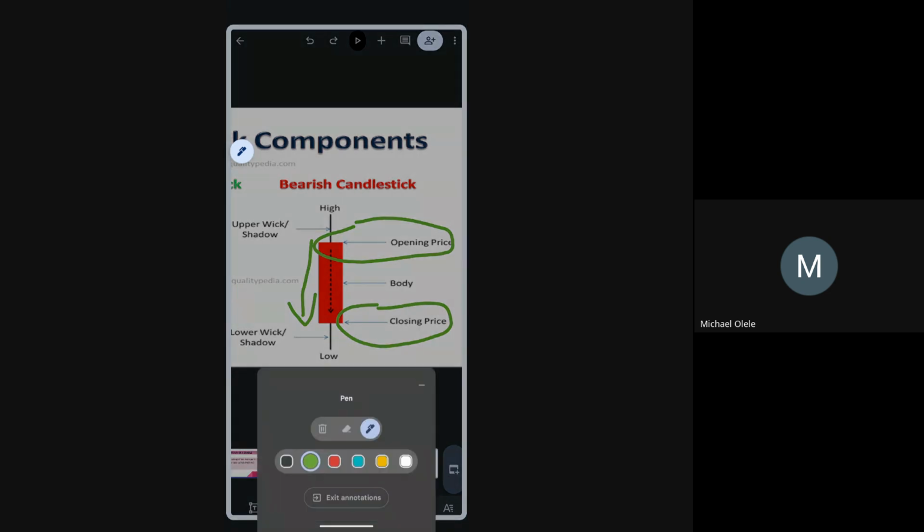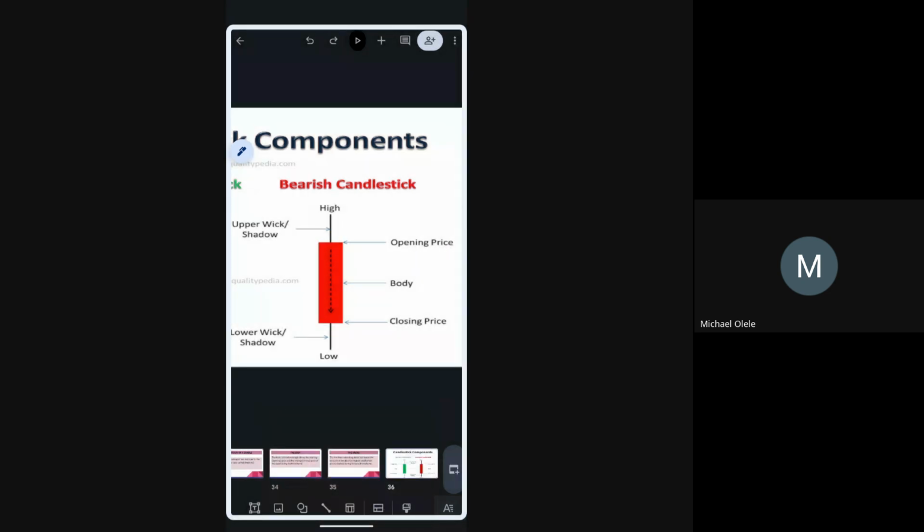And just like I pointed out already, a bearish candle also has its wicks or shadows right here. This is the lower wick, and it has the upper wick, or the high wick, or the upper shadow. It also has its body, as you can see, this rectangle right here, starting from here down to here. And it also has its opening price and its closing price.